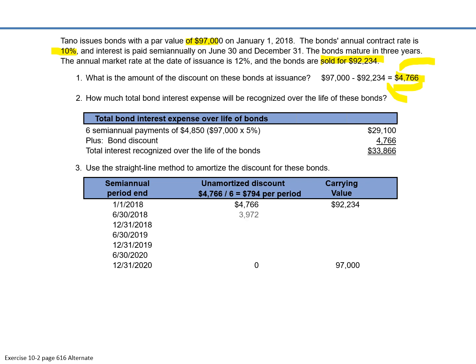So if we start with 4,766 less 794, we're going to have unamortized discount after the June 30 semi-annual interest payment of 3,972. And we're going to add 794 to the carrying value to get a total of 93,028. And then we keep doing that every period. So the unamortized discount decreases by 794 each time, and the carrying value increases by 794 each time. Okay. Hopefully you did well on that one. Let's move on to the next.